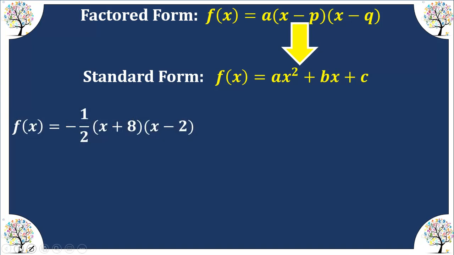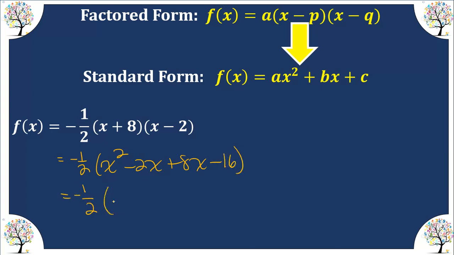Let's do one more. Again, we're just going to multiply. So I think this time, because my a value is a fraction, so it's negative 1/2, I'm going to go ahead and multiply my two binomials first. So we get x squared minus 2x plus 8x minus 16. Combine the middle terms. And now we can distribute the negative 1/2.